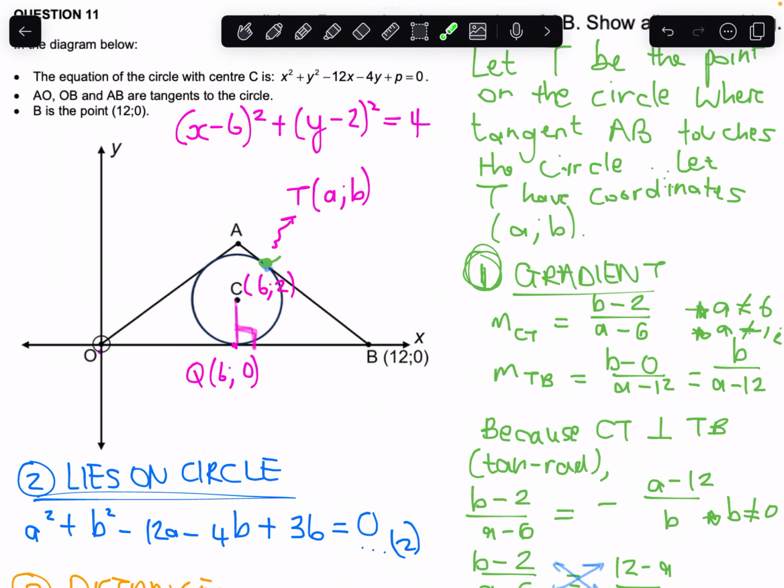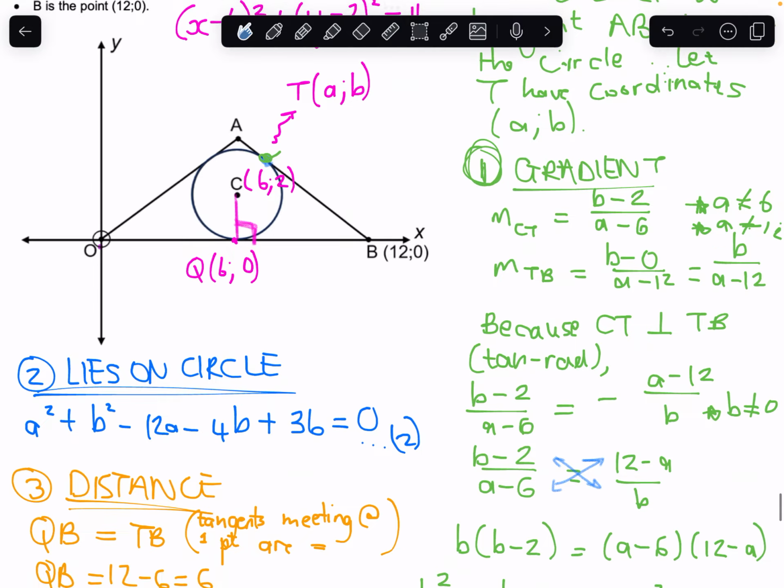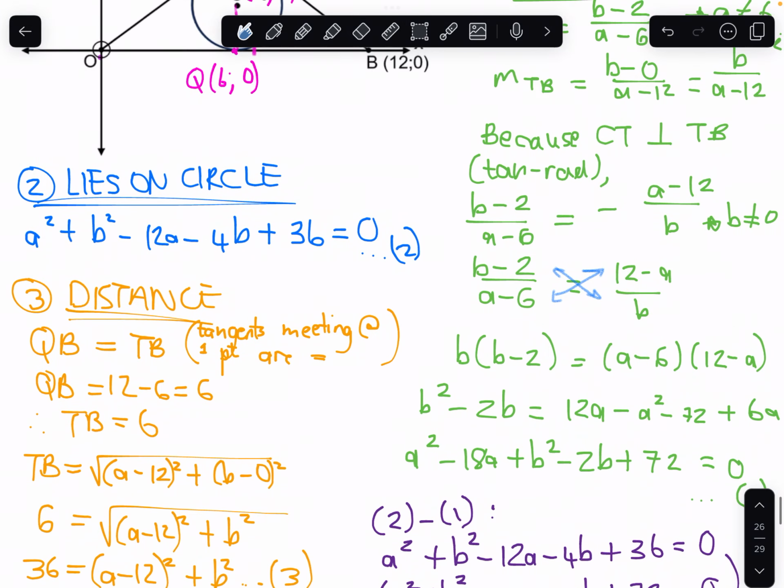So A squared plus B squared minus 12A minus 4B, and P we found to be 36 in the previous question, so plus 36 is equal to 0. All right, so that's my second equation connecting A and B.